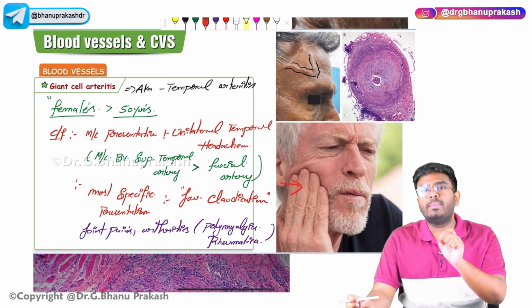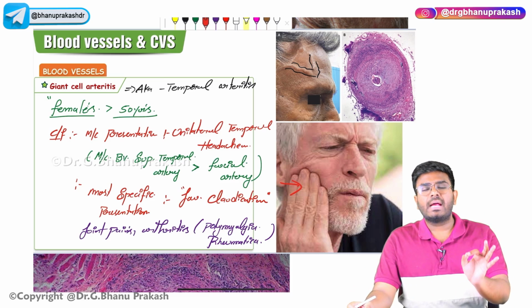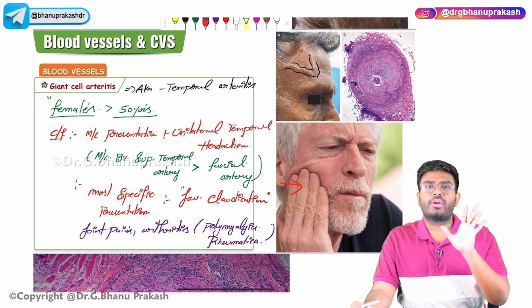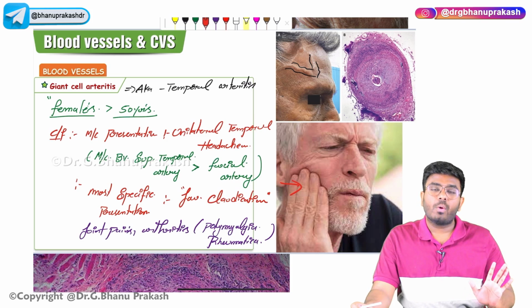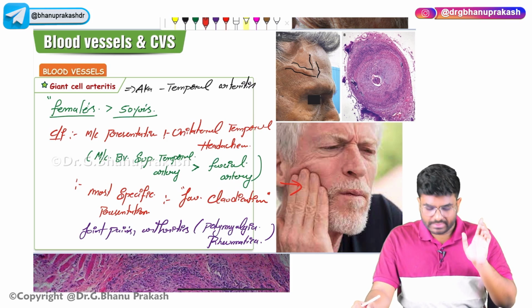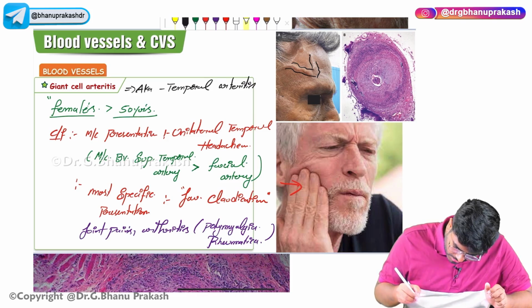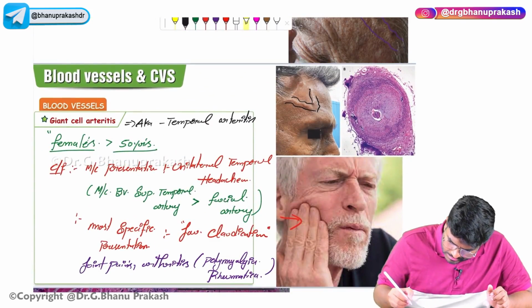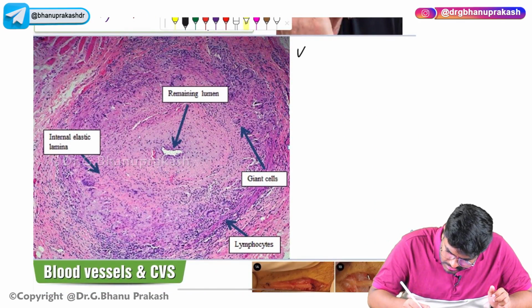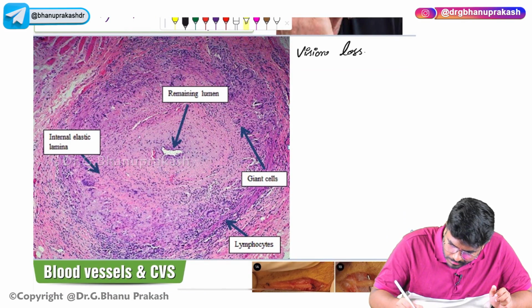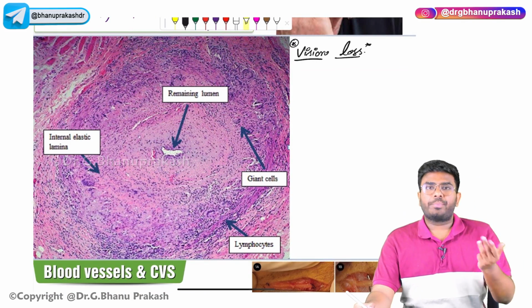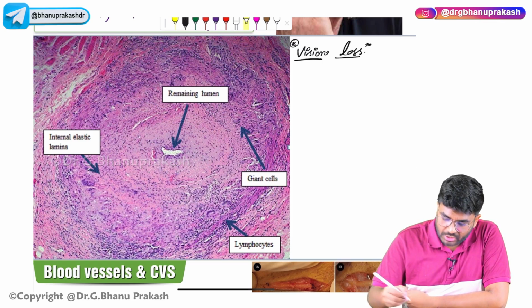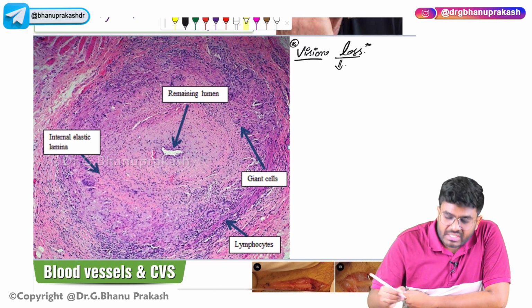Now, one thing you should do immediately, do you know what that is? Start steroids and aspirin immediately. Why? Because they are at risk of vision loss. Okay, let me write it over here. They can have vision loss. Why? Because this inflammation might spread to the optic nerve or the ophthalmic artery, and that can lead to vision loss. So this is the most dangerous complication.